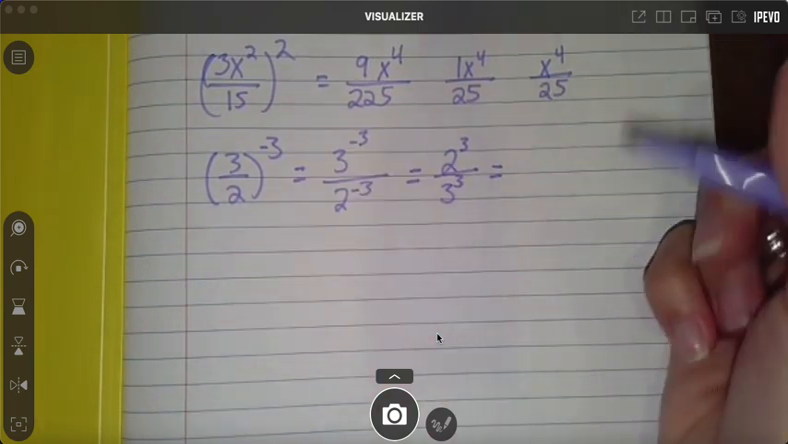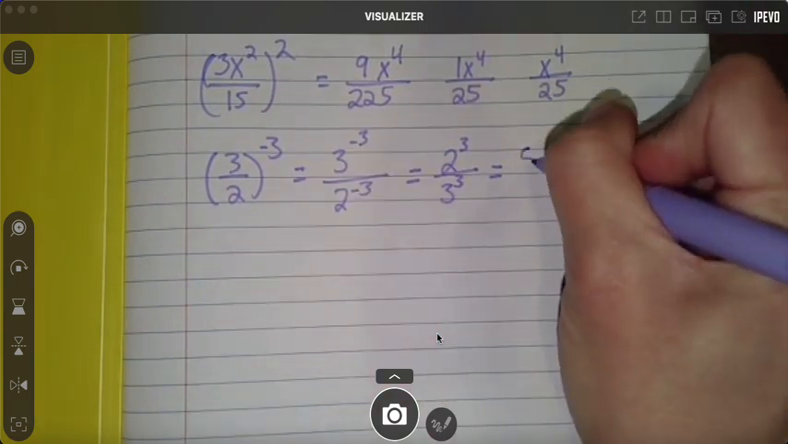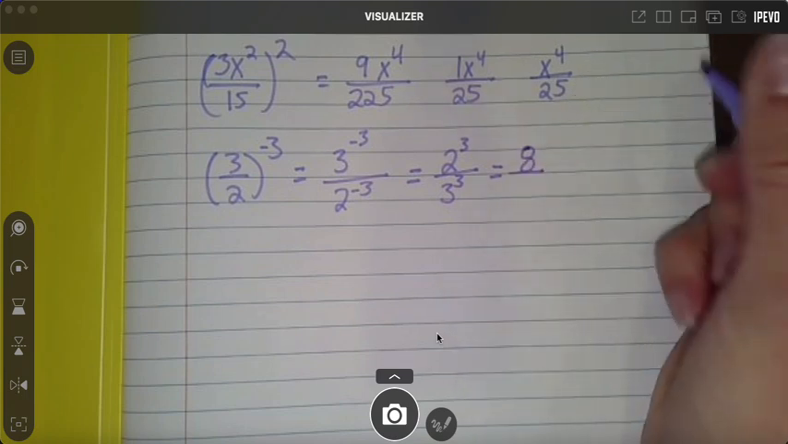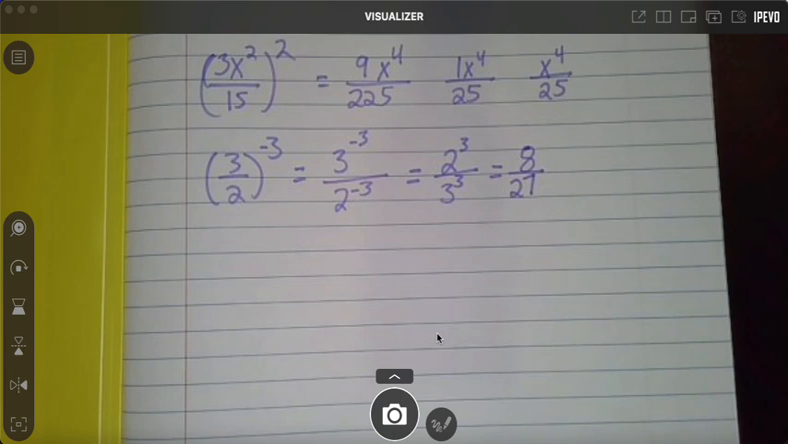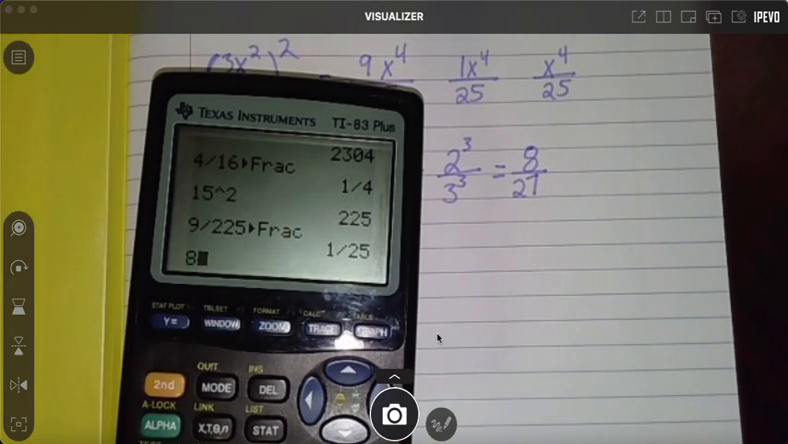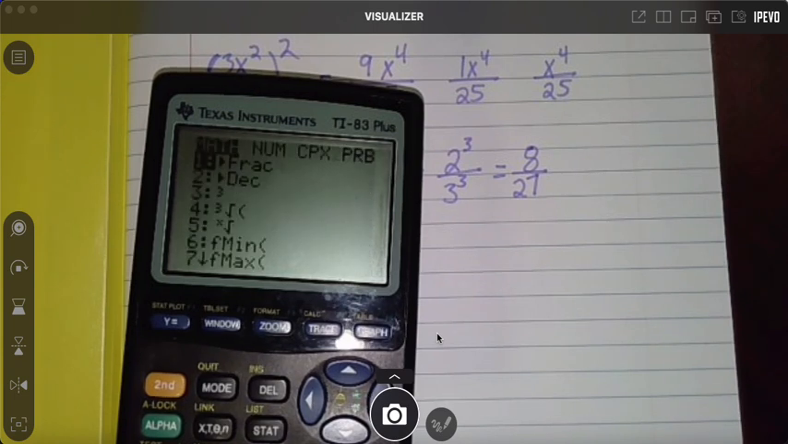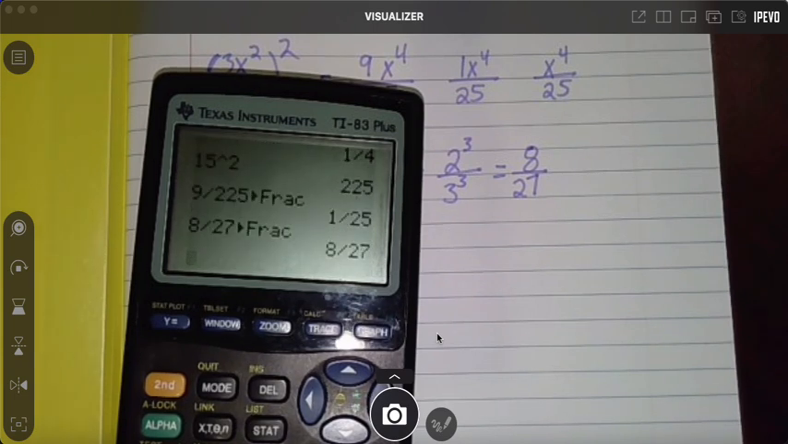What is 2 to the 3rd? 8. And what is 3 to the 3rd? 27. And 8 over 27, you can check it. If you did 8 divided by 27, math enter, that one does not reduce. So it gives you 8 over 27.